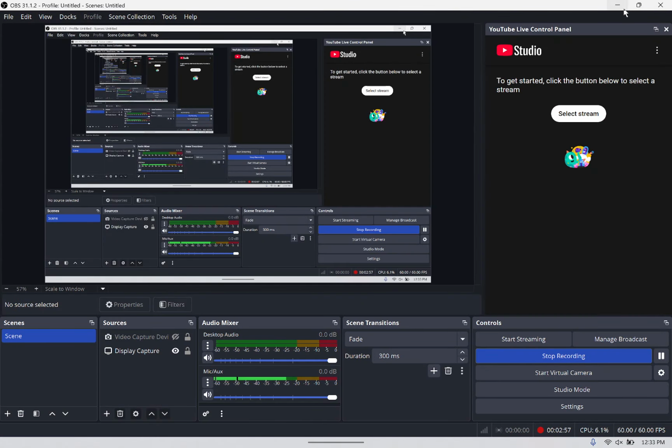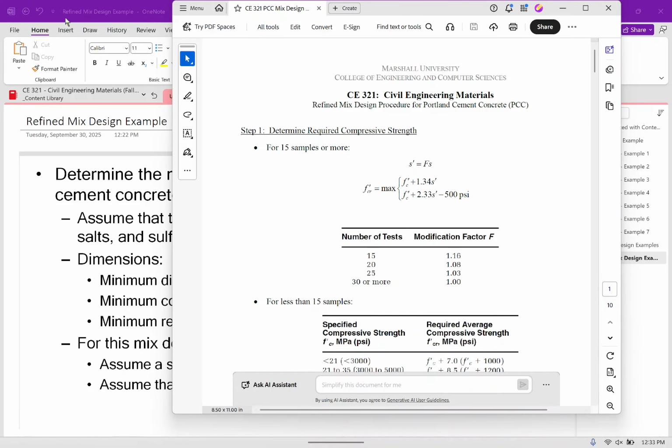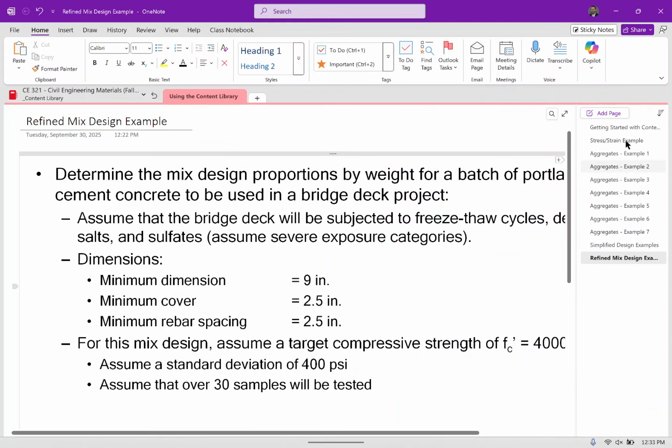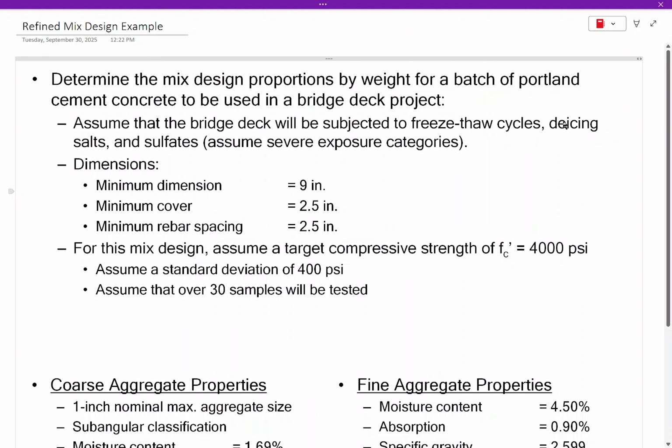Here is the design example. This is in the slides, and I went ahead and just put it here in the notebook. So let's go through the data and the example with a fine-tooth comb together. We're going to proportion a mix design, a batch of Portland cement concrete to be used in a bridge deck project. To be clear, I want everybody to have a clear understanding of what our final answer is.